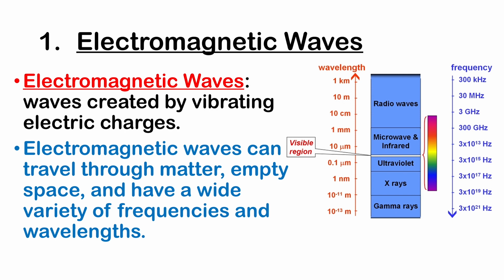So light is an electromagnetic wave. Electromagnetic waves are waves created by vibrating electric charges. Okay, we're going to break that down to even simpler terms in a moment. Electromagnetic waves can travel through matter, empty space, and they can have lots of different frequencies and wavelengths.